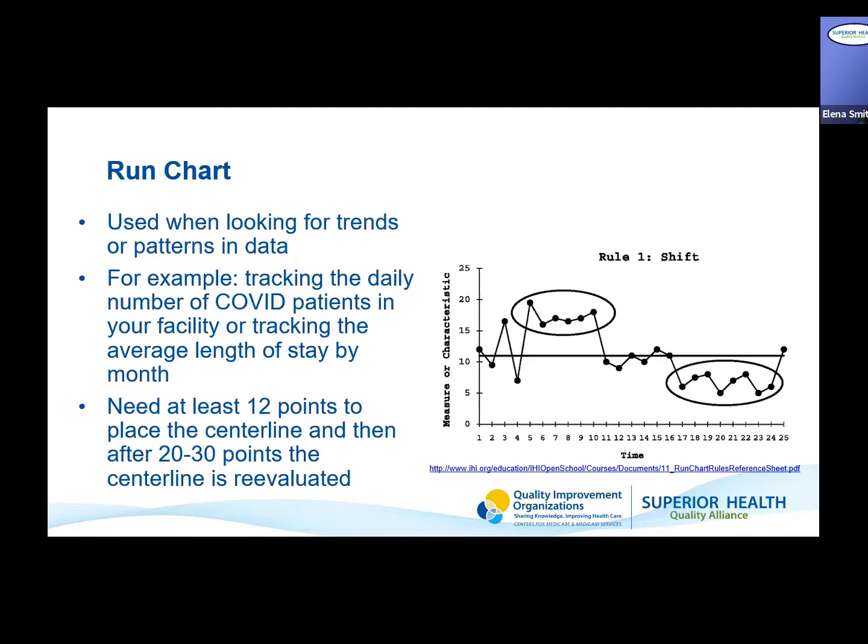As a reminder, if you do want to utilize a run chart, you do need at least 12 data points to place the center line, which is that kind of average, the median. You can kind of choose between the median or the mean to place that line. And then once you get 20 to 30 points of data, you need to reevaluate that center line. Because again, a lot of those rules depend on crossing the center line or sitting on the center line. So again, if you want to review the run chart rules, you can check out session 4.